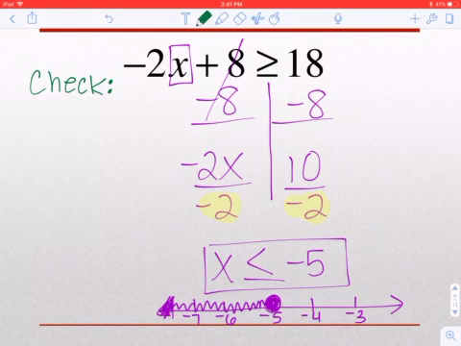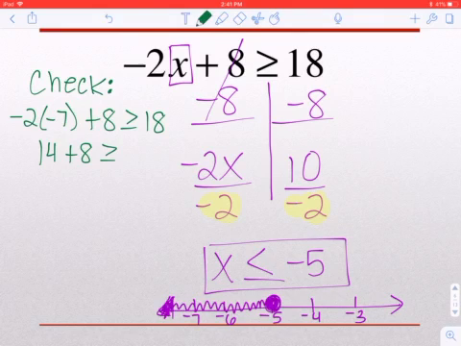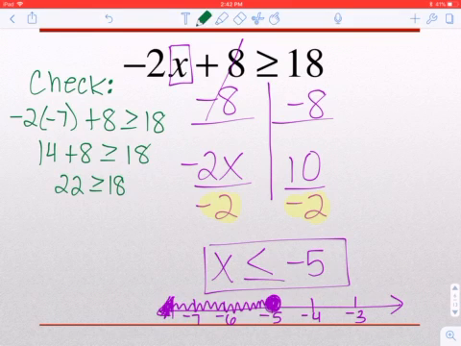So if I plug that in, I have negative 2 times negative 7 plus 8 is greater than or equal to 18. Well, negative 2 times negative 7 is 14. And 14 plus 8 is 22. This right here is a true statement. 22 is greater than or equal to 18. So I know I did it right. Just remember that on your number line, you want to choose anything being shaded. Negative 4 and negative 3 would not work for this one.